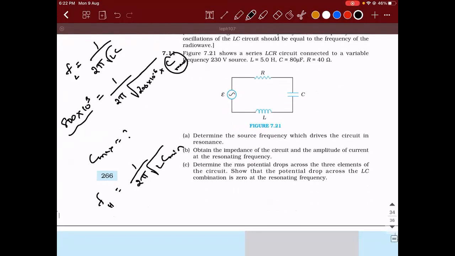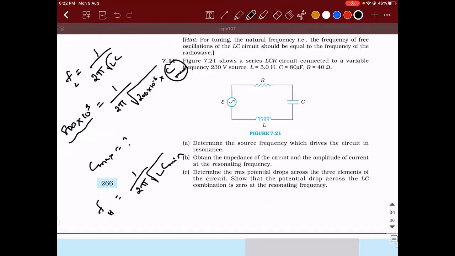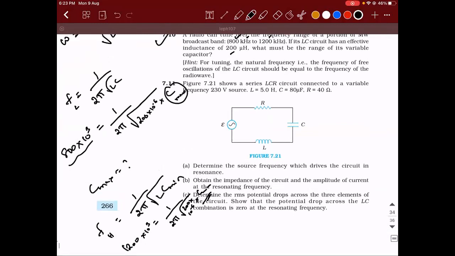So what will this value be? It will be 1200 into 10 power 3 is equal to 1 by 2 pi into root of L is 200 into 10 power minus 6 into C minimum. So find the minimum value of C. That will give you the range. So C minimum is the least value, C maximum is the maximum value. That is what they meant by the range of its variable capacitor.